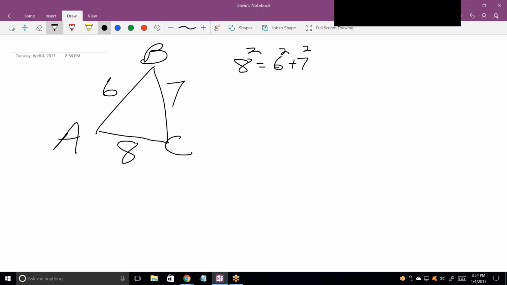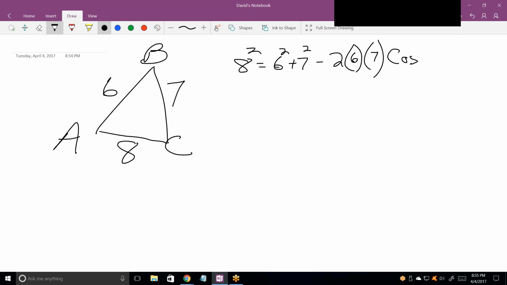What's the rest of it? Minus 2 times 6 times 7... It's always the same two numbers. The 8 is the only thing that stays on the left. On the right, you got nothing but 6s and 7s.